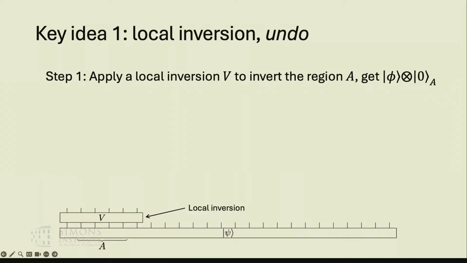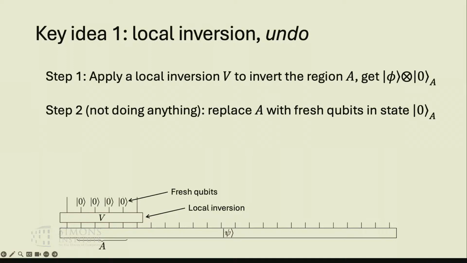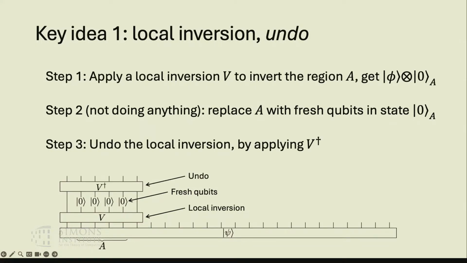Okay, so step 1 is to apply a local inversion V to invert a small region A, and what we get is the tensor product of 0 on A and some complicated state elsewhere. Step 2 is to replace the qubits in A with fresh qubits in the state 0. And of course, this is not doing anything because the qubits in A were already in the 0 state. But I'm just including this step for convenience later. And step 3 is just to undo the local inversion, by applying V-dagger.